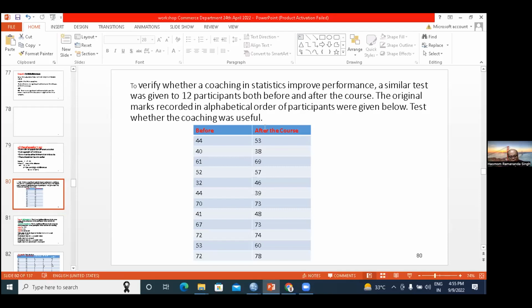Now your null hypothesis will be that coaching was not useful. Then your alternate hypothesis is that coaching was useful. The performance was not different; the performance of the student before and after, there is no difference. That means coaching was not useful. The performance of the student after the coaching is not different from the performance before the coaching. Not different means coaching was not useful. So under those circumstances, you can apply this related t-test.